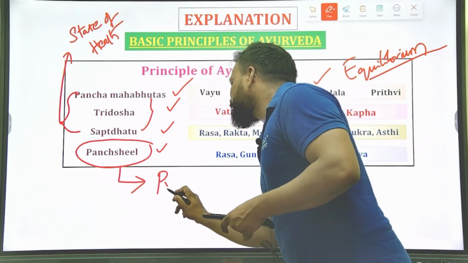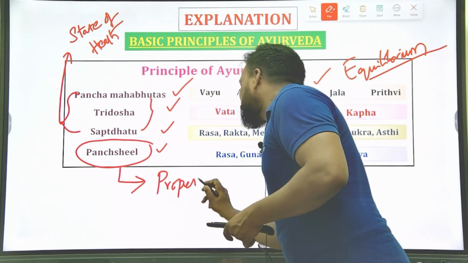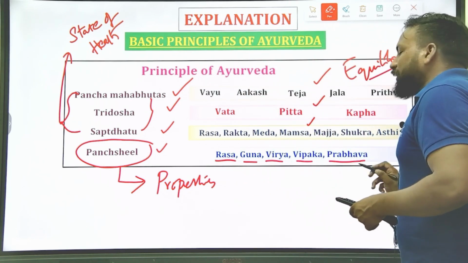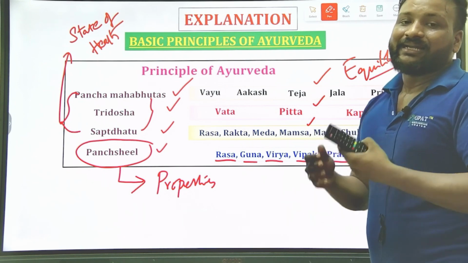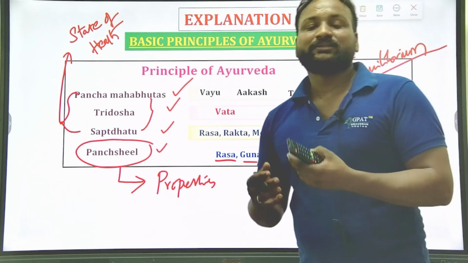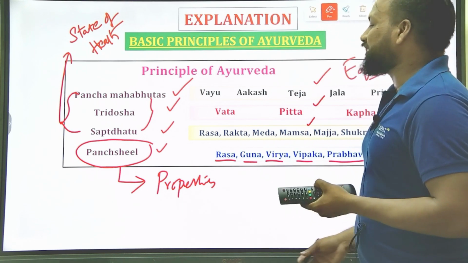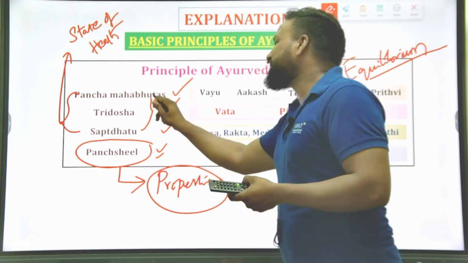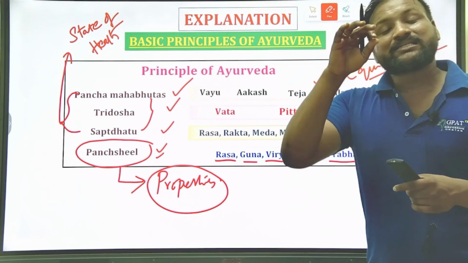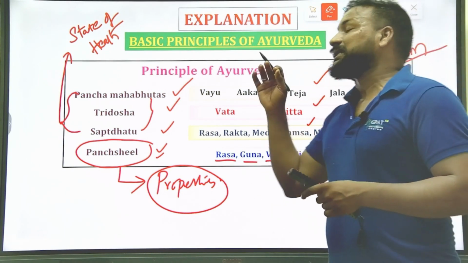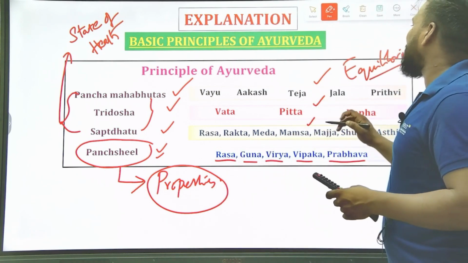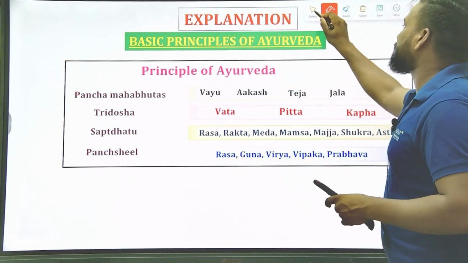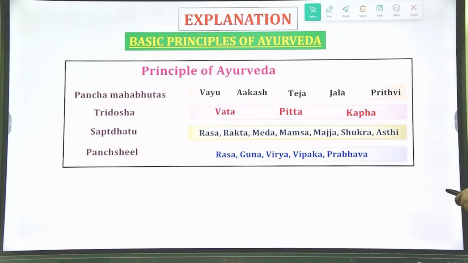the properties of a dosage form or a medicine. Rasa, guna, virya, vipaka, prabhava, which means taste, potency, texture, and all these things are discussed in the Panchasila theory. Panchasila theory is about the properties of the drug, whereas these three theories are for the state of health and the diagnosis. Clear? So Panchamahabhuta theory is related to Ayurveda. Clear? So let us move to the next question.